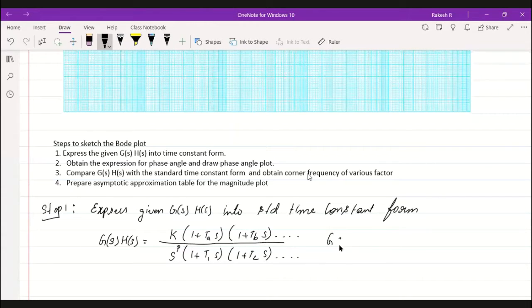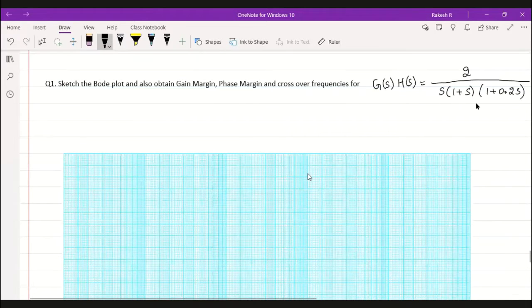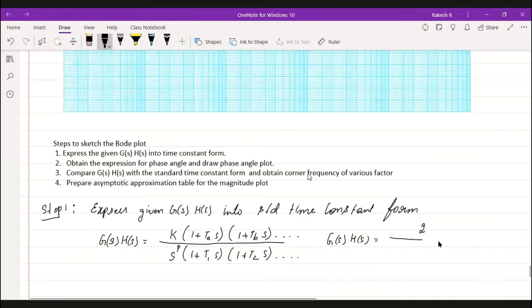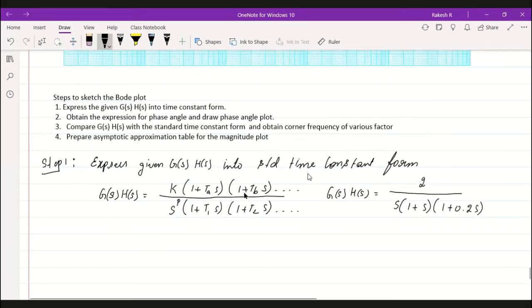But what is the question he has given? G of s into h of s is 2 divided by s into 1 plus s into 1 plus 0.2 s, right? Now when we compare with this equation, this is in standard time constant form. Why am I telling this? Because here it should be in terms of 1 plus TAS, 1 plus TBS, or 1 plus T1s. In this form it should be there, right?